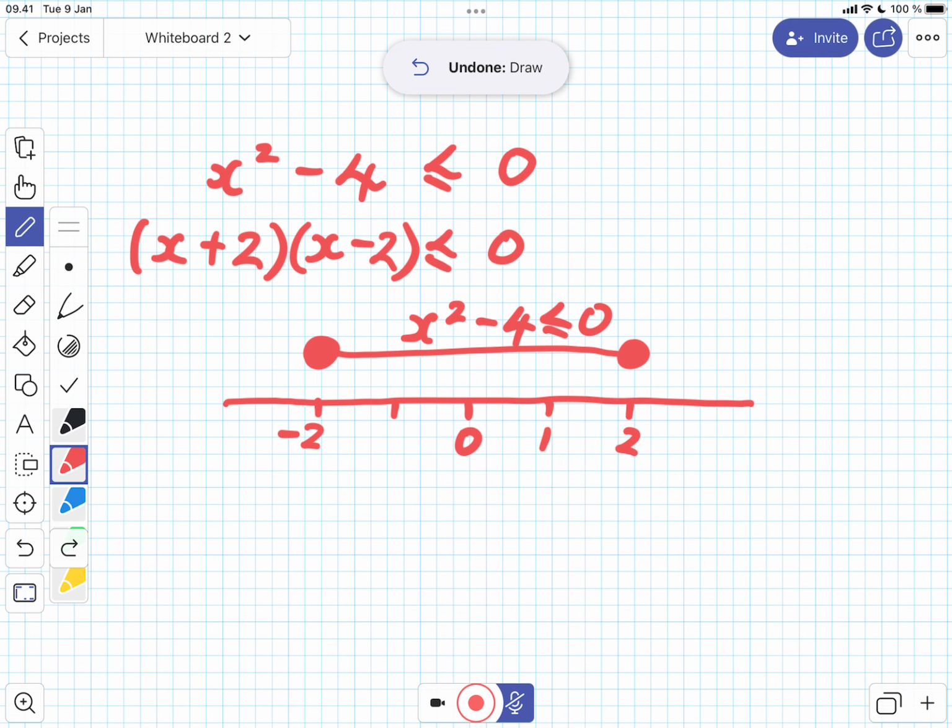Okay, so the number line there has helped us identify the range of values of x for which the original inequality is true. The inequality is true between minus 2 and 2, between x is minus 2 and 2. Let's just label that as x. And it's a less than or equal to inequality. So that means we would fill in the circles on the number line to say that it's allowed to be equal to 0. And then back over to my iMaths.